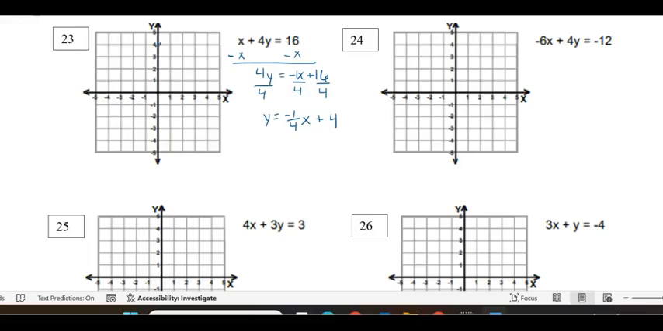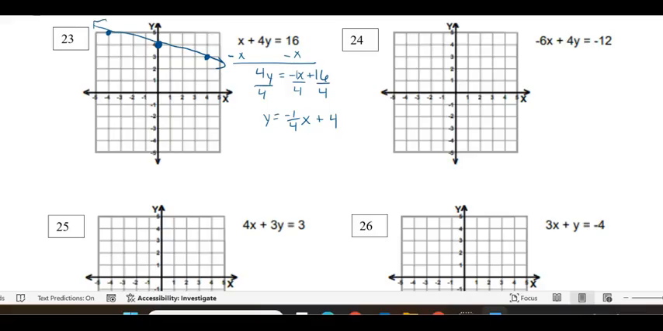So I'm going to go to 4 on my y-axis. And then my slope is -1/4, so that's going to be down 1 over 4. Okay, if I could reverse this, I would go up 1, left 4. All right, and my graph's going to look like that.